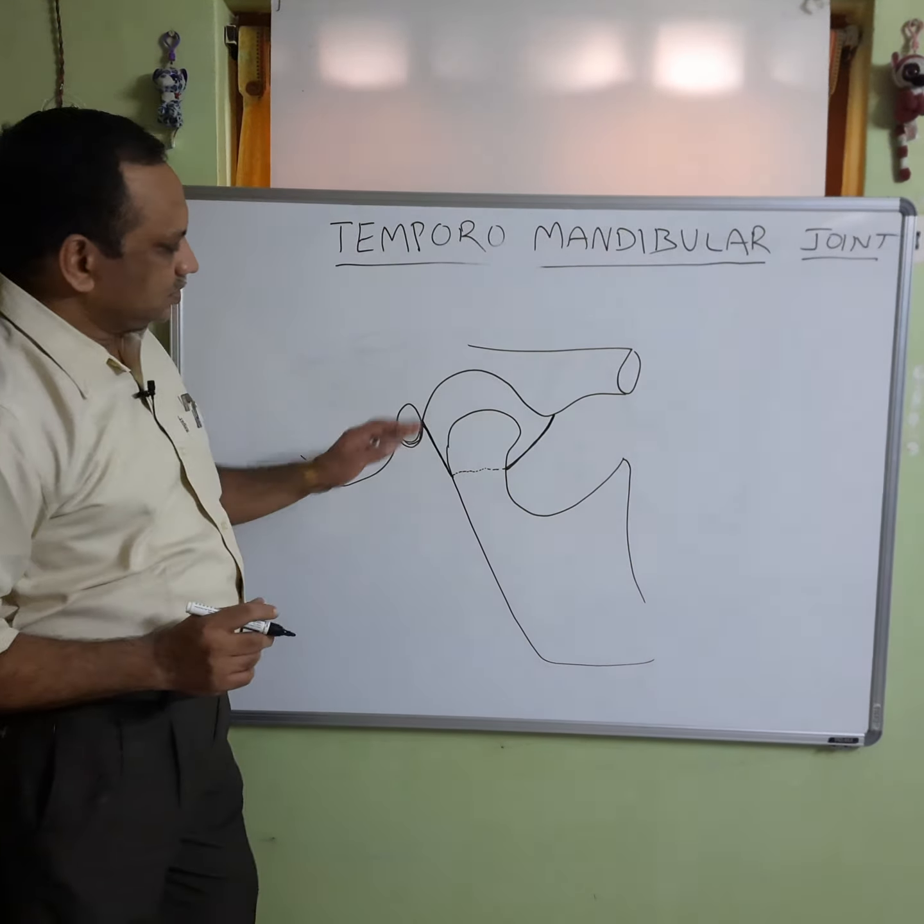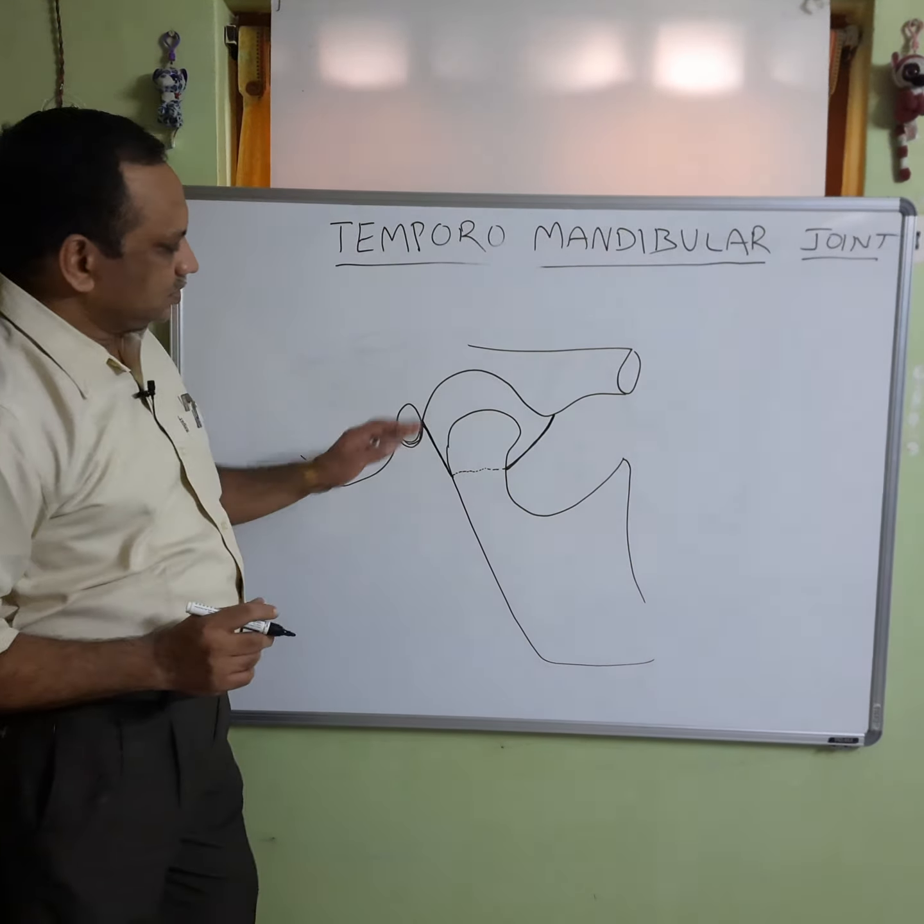This entire joint is covered by the joint capsule. Then comes another ligament, the lateral ligament. The lateral ligament blends with the lateral surface of this capsular joint, is attached to the zygoma of the temporal bone, and below to the neck of the mandible like this.